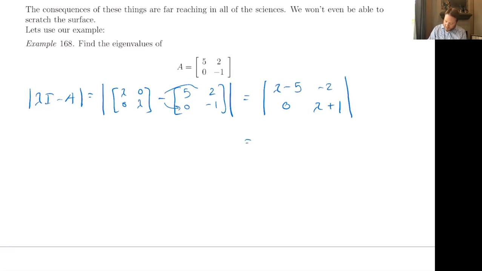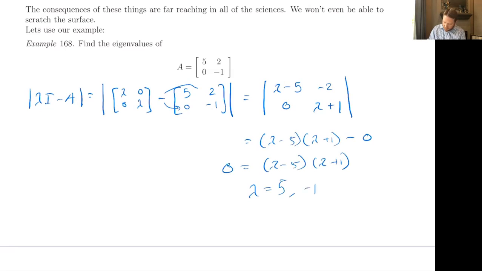So what is the determinant of this thing? Well, it's lambda minus 5 times lambda plus 1 minus 0 times negative 2, which is just 0. Okay, now I want to know, when is that equal to 0? When is lambda minus 5 and lambda plus 1 equal to 0? Well, lambda equals 5 and lambda equals negative 1. Those are my two eigenvalues of this matrix right here.